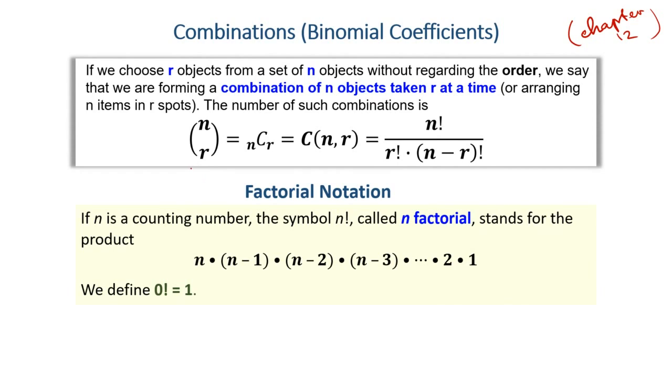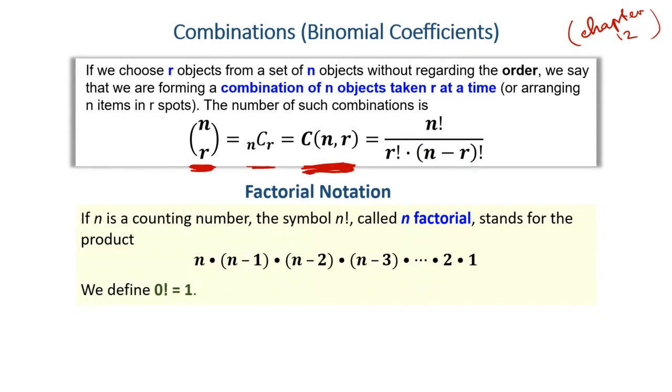For the binomial coefficient, we can use any of these notations. This book, for some reason, uses C of n comma r. Other books use this or that notation. The college algebra book uses n over r. And this notation means n factorial divided by r factorial times n minus r factorial.